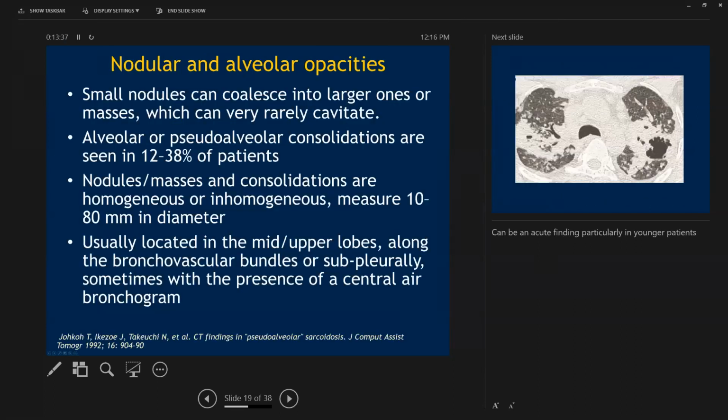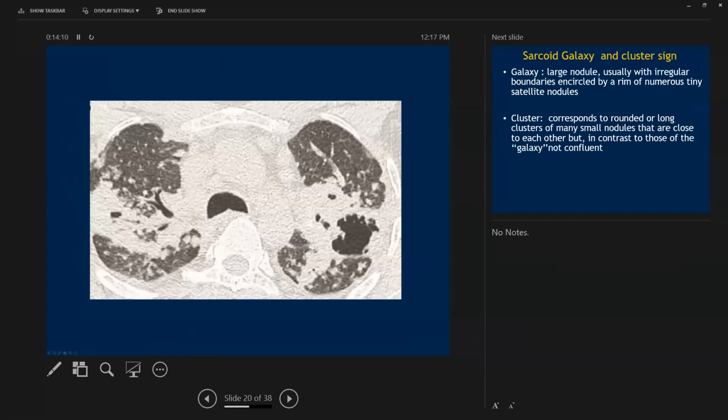The other abnormality I'm looking for are nodular and alveolar opacities. These are typically small nodules that can coalesce into larger ones or masses and rarely cavitate. So the alveolar or pseudo-alveolar patterns are seen in 12 to 38%, and they can measure anywhere from 1 to 8 centimeters. Again, the distribution, mid and upper lungs, along the bronchovascular bundles or subpleural regions, just like the micronodules we talked about on the prior slides. And this is what it can look like.